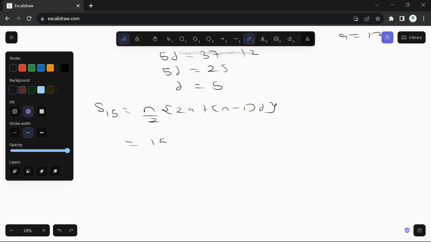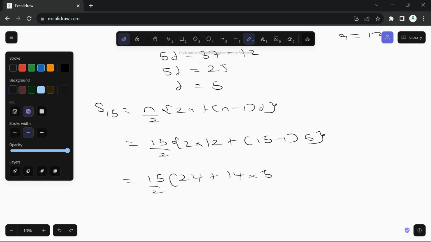So our n is 15 divided by 2 times our a is 12 plus 15 minus 1, our d is 5. So this is 15 divided by 2 open brackets 2 times 12 is 24 plus 15 minus 1, that is 14 times 5, right? So this is the same as saying 15 divided by 2 open brackets 24 plus 15 times 5. What would that give you if you use a calculator? That will give you 70, right? So this is like saying 15 divided by 2 times 24 plus 70, that will give you 94, right?